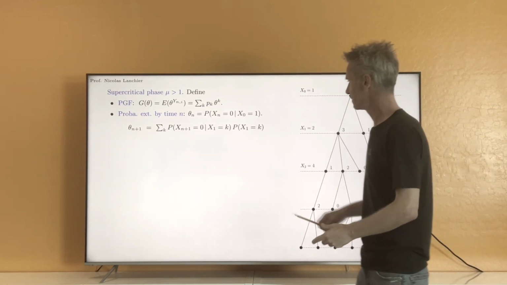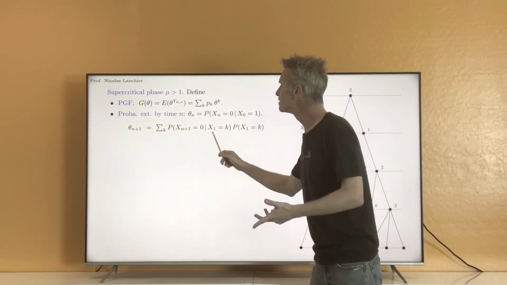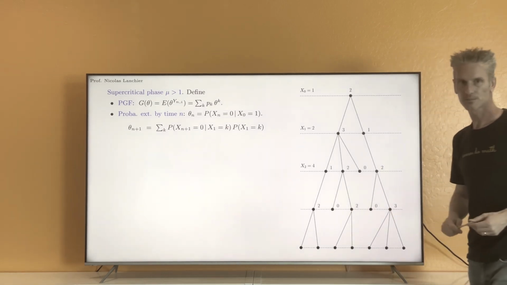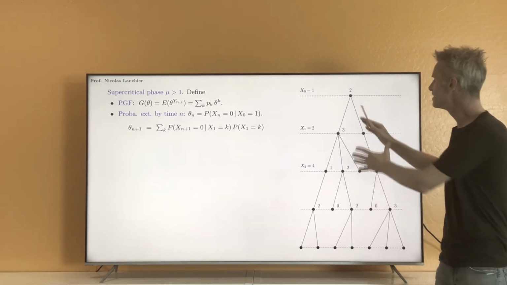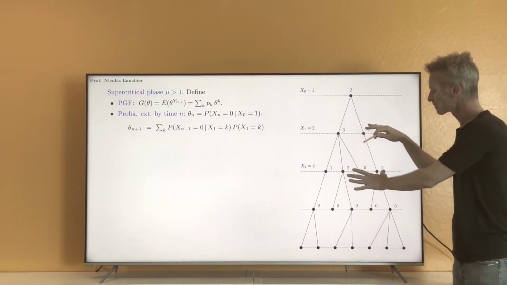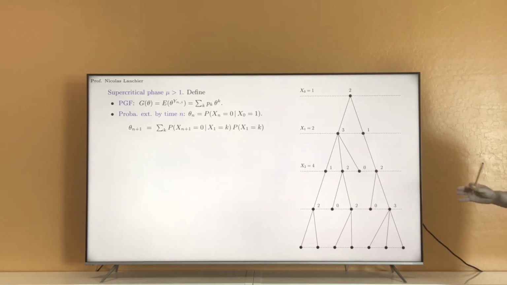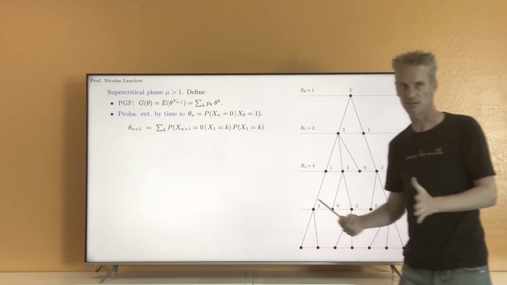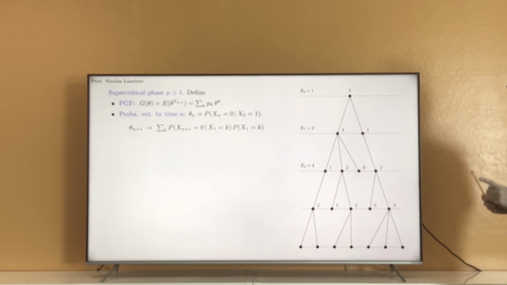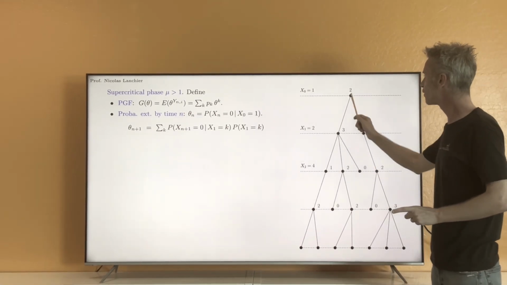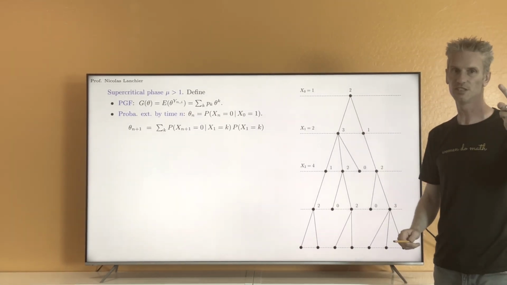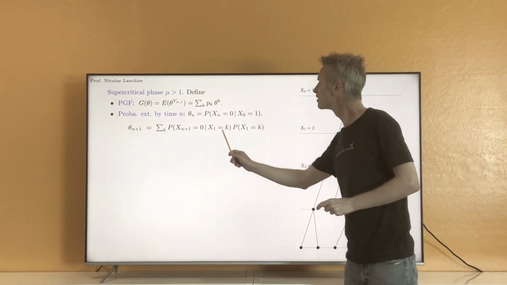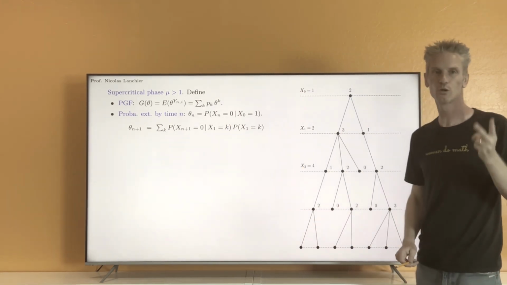Now, to understand this better, let's look at this picture, and you will see that from the topology of the tree, you can better understand this conditional probability. In this picture, the first individual gives birth to 2 individuals. So that corresponds to the case where k equals 2.